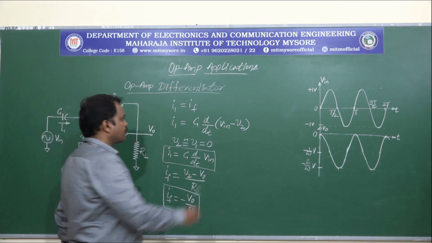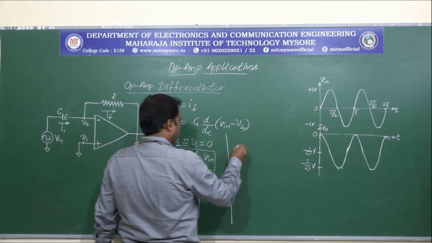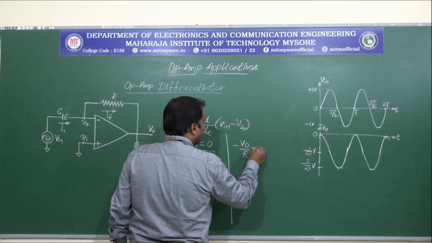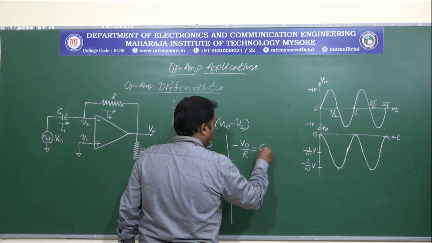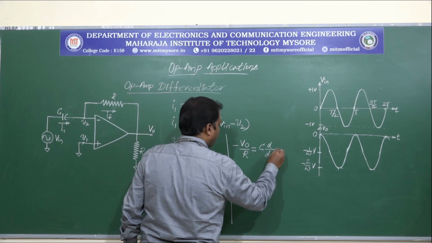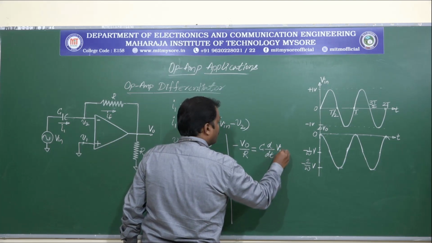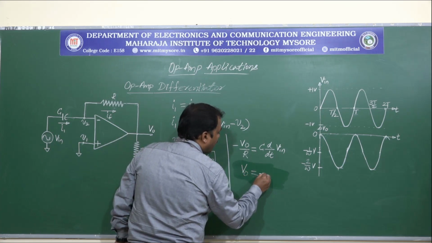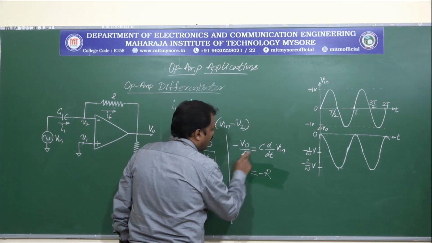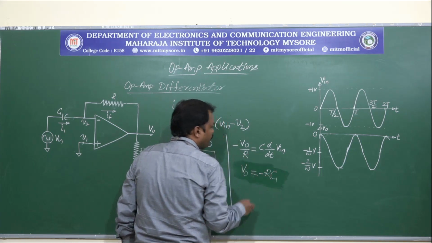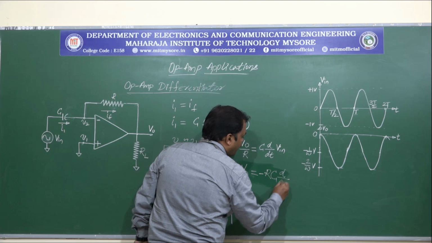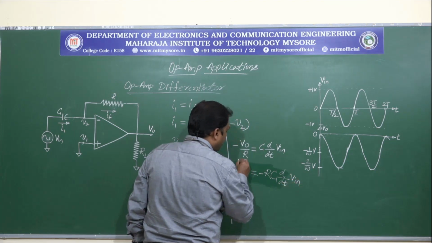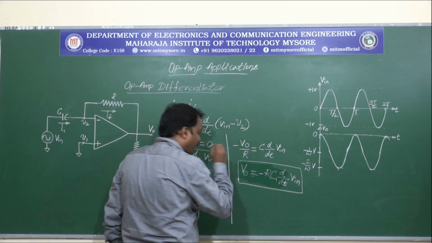So let us equate these two equations. Minus V0 by R is equal to C into d by dt of Vin. So V0 can be written as V0 is equal to minus R, this R goes here, into C into d by dt of Vin. So this is the expression that we have for V0.